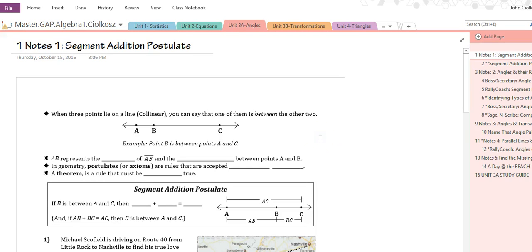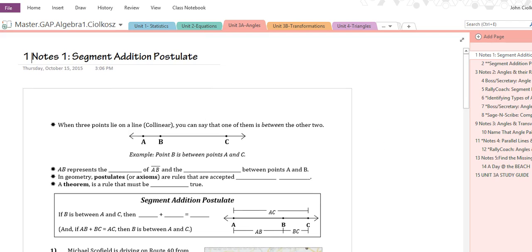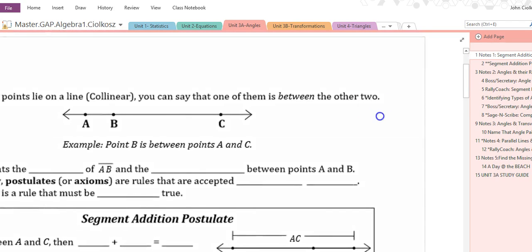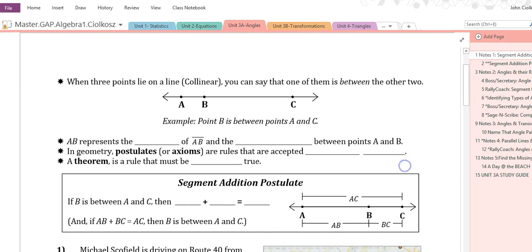Okay, so these are going to be our video notes here for Unit 3A. Again, make sure you have your timeline out so you're following along accordingly. The main concepts we're covering this unit are going to be dealing with segments and angles.